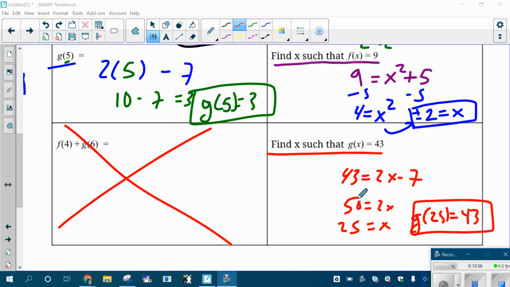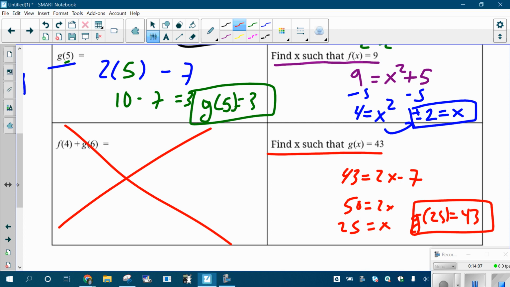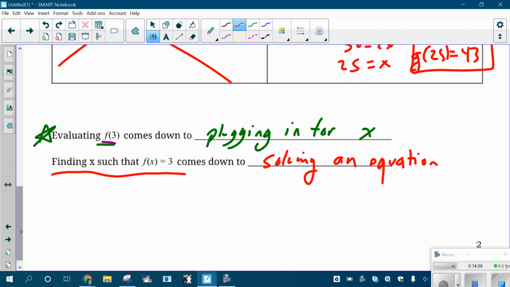Okay. I got that an input of 25 gives an output of 43 for the g function. G of 25 equals 43. I solved that equation. Okay. So just make sure you're not mixing up these two things: solving an equation versus just plugging something in for x.